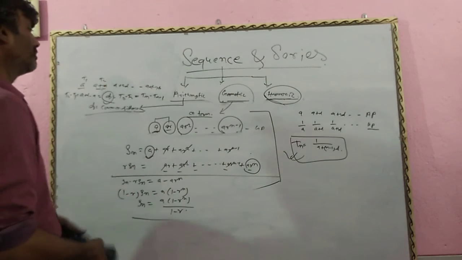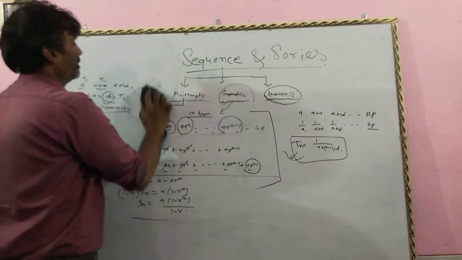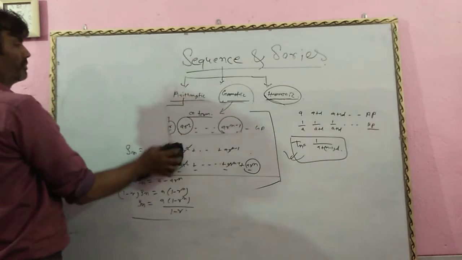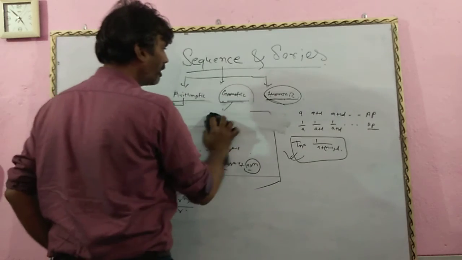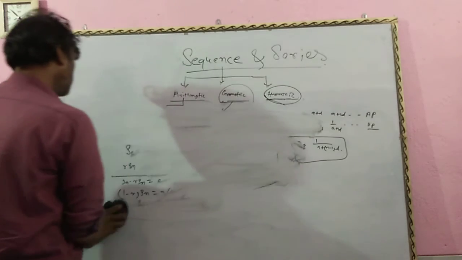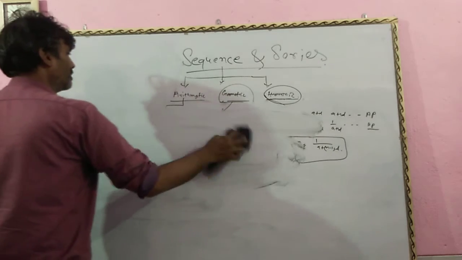Now we will find out mean. We have found out the arithmetic mean between any two numbers. Now we will find out the geometric mean and harmonic mean between any two numbers.